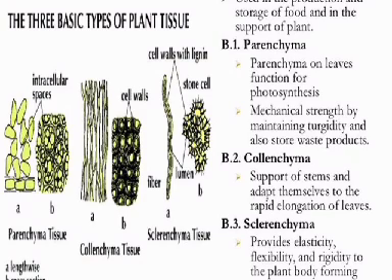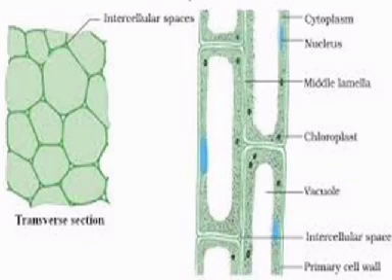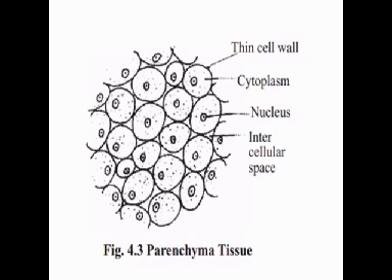Parenchyma forms the ground tissue of all plants, such as epidermis, ground tissue, and mesophyll. The main function of parenchyma is to help the plant in photosynthesis as it contains chlorophyll.